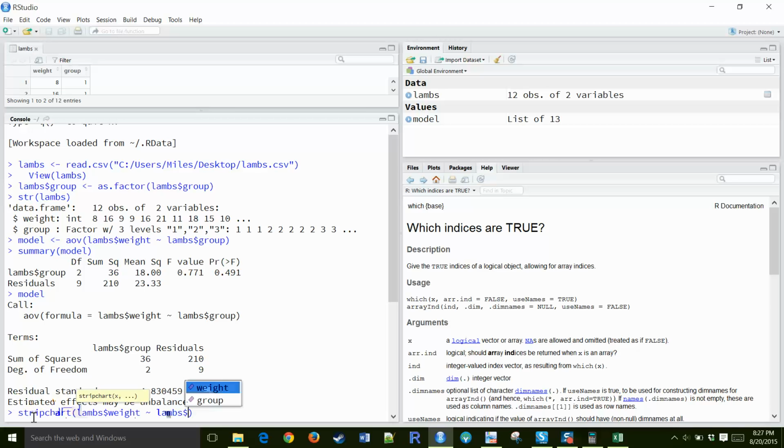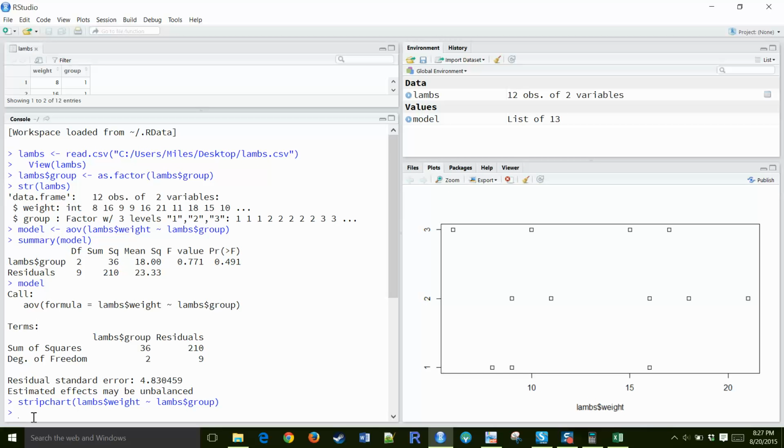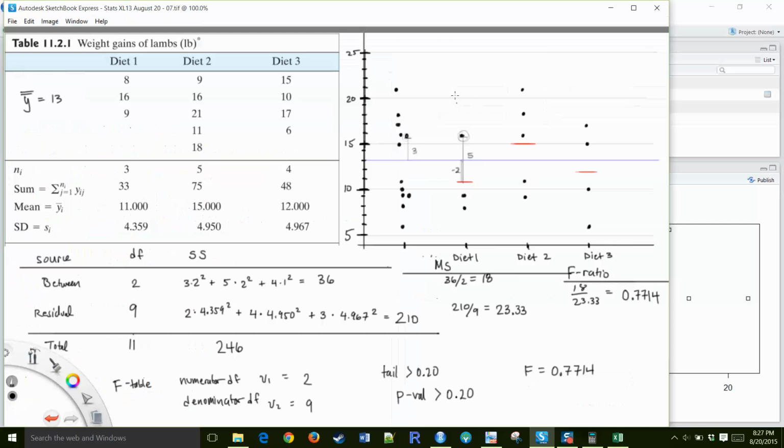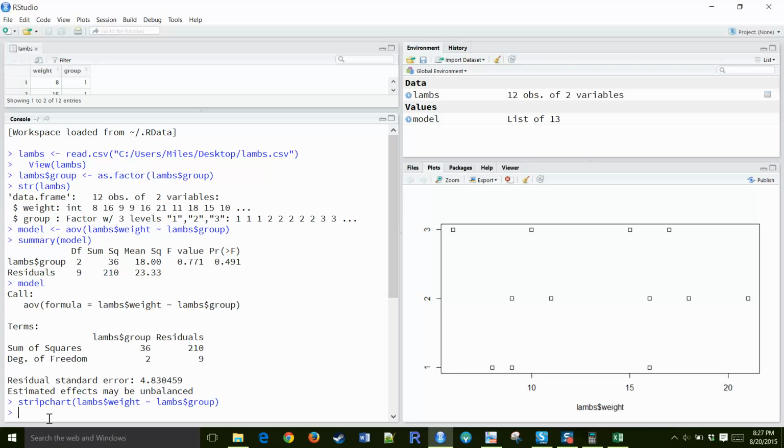Vertical true. Let's do strip chart, vertical true. This is the same strip chart, or dot plot, that we produced. Let's say we changed our measurements so that the lambs on diet 3 gained a lot more. I'm going to just add 10 pounds to each of these measurements: 25, 20, 27, and 16.